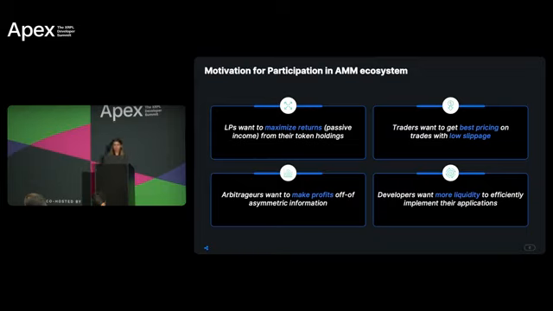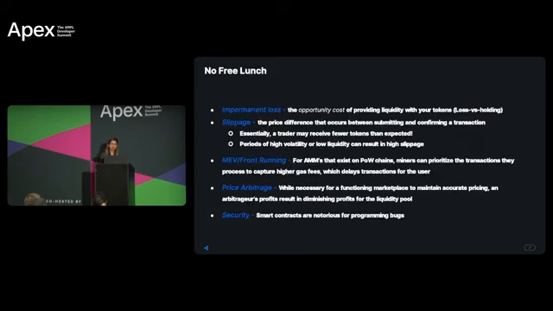The second thing to think about while designing an efficient AMM ecosystem is to look at the points of friction in the current designs of AMMs on other blockchains. So there is no free lunch. There are some very well-known inherent problems in AMMs, some of them being impermanent loss. I'm sure all of you have heard about this term. It's the opportunity cost of providing liquidity with your tokens versus holding them.